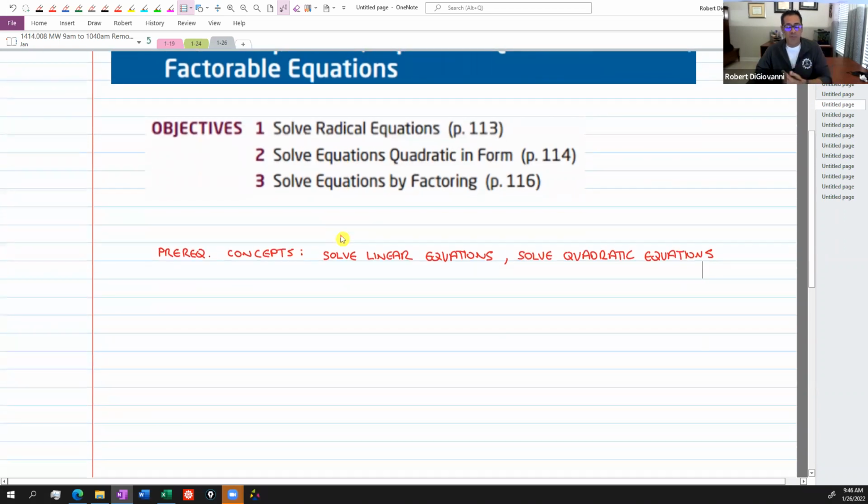Now, in getting ready to do this section, there are some prerequisite concepts that everyone here has to know already coming in, or else it's going to be really hard. Everyone here needs to know how to solve a linear equation. I expect that you know how to do that. I'm going to do an example of one. And I expect that you can solve a quadratic equation. So let's do an example of each of these. I cannot just do one example and have it encompass the whole idea, but this will at least remind you of what I'm talking about when I say linear equation and quadratic equation.